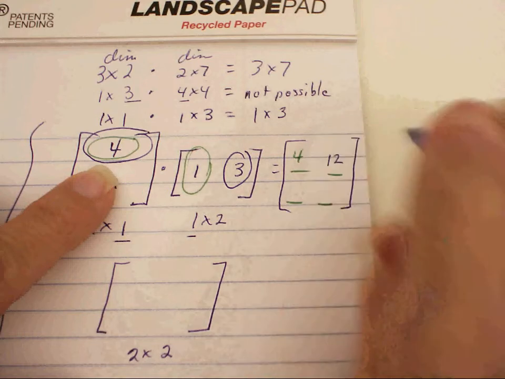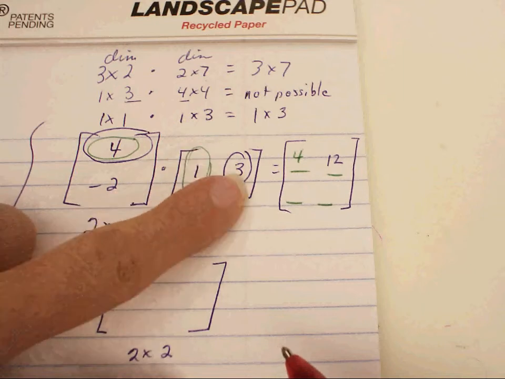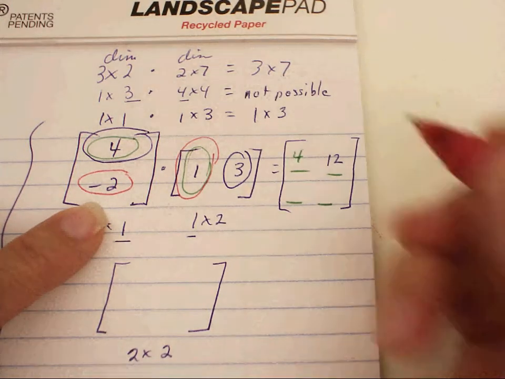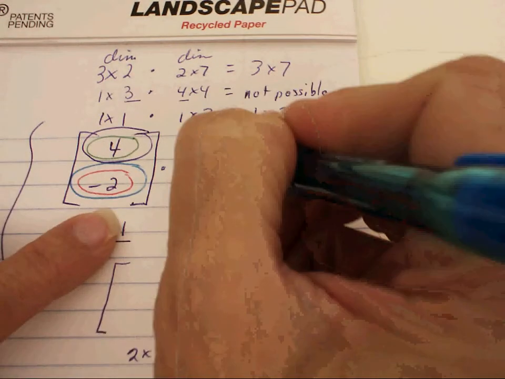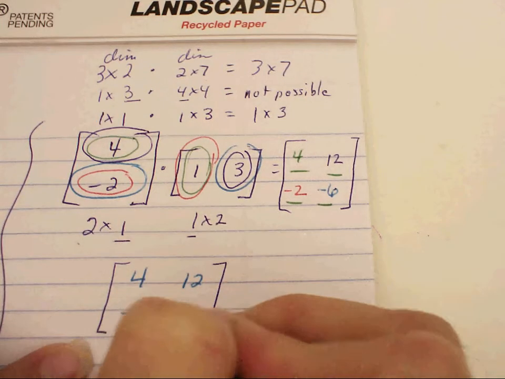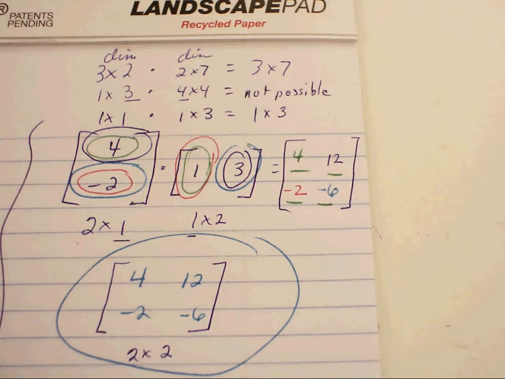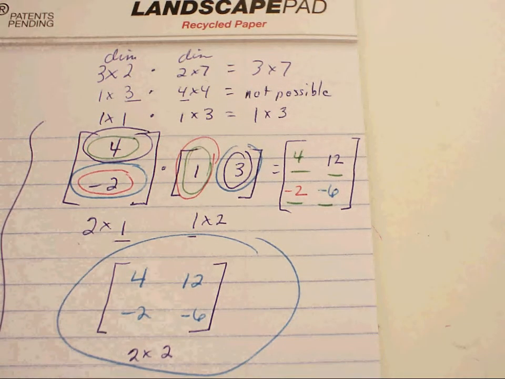Row 1 times column 1. What does that give me? Feels funny, doesn't it? Then row 1 by column 2. What does that give me? 12. Then, am I done with this row and the 2 columns I have? Okay. Now we have to do row 2 by column 1. What is that? -2. And what do we have last? Good. Row 2 times column 2 is -6. So my final answer matrix is 4, 12, -2, -6.